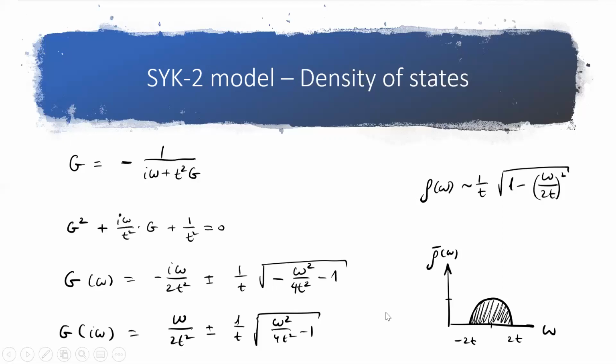Why is the imaginary part of G(iω) the density of states? So that's what I told you in the beginning. Let's say it's the definition of the density of states: it's the imaginary part of the Green's function. Okay, but why iω?